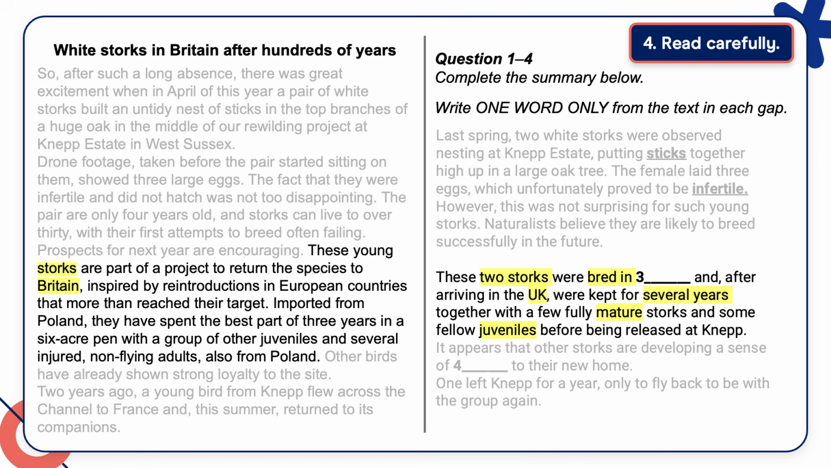Okay, it seems like we're in the right place because the word storks appears. Britain has been paraphrased to UK. 3 years is another way of saying several years. Juveniles is repeated, and adults appears to be another way of saying mature. It seems likely that we're looking for a location with the phrase bred in, so Poland seems like a plausible answer. If we read this for meaning, we can understand that bred was phrased differently in the text as imported from. So the answer to number 3 is indeed Poland.